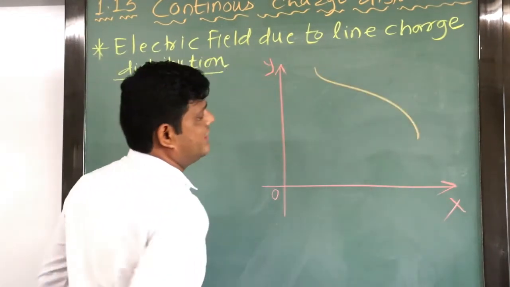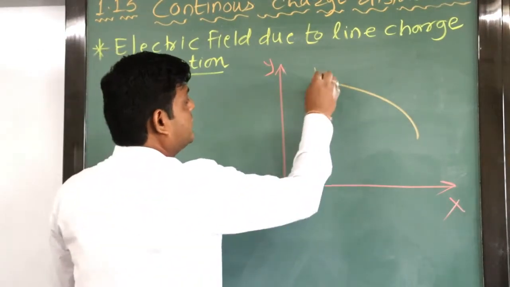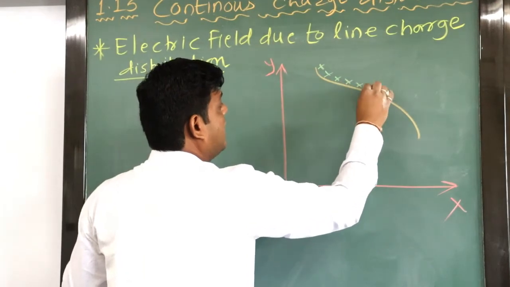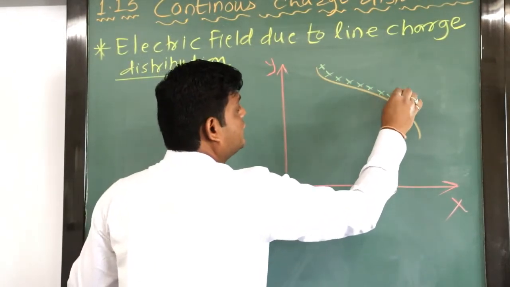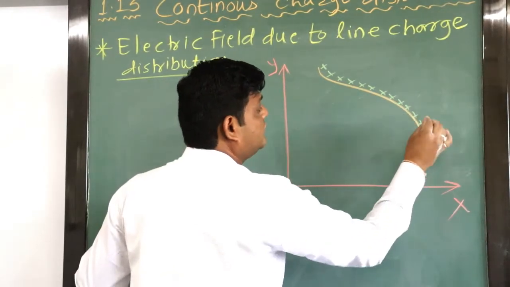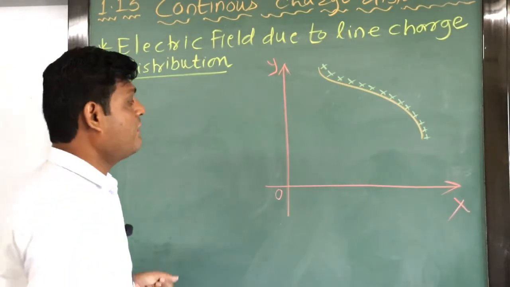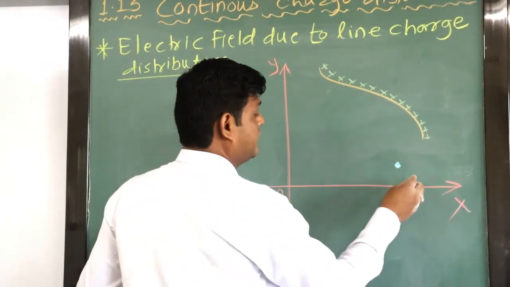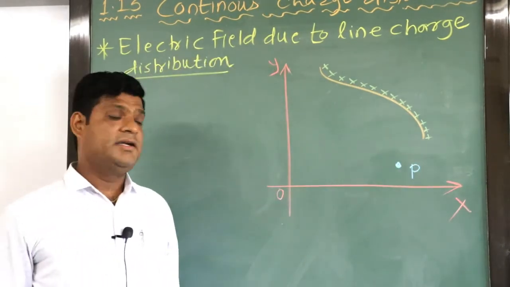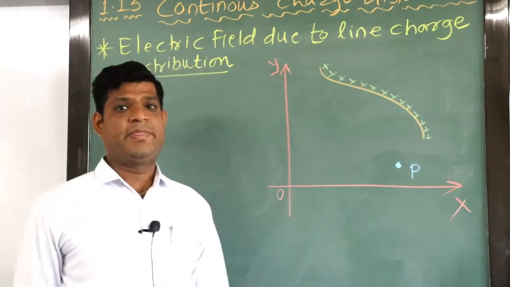See, this is a line, right? And on that line, we have a uniform distribution of charges. Suppose the positive charges are uniformly distributed along the line. And due to this whole line, we are going to find the electric field, suppose at point P. So our target is to find the electric field at point P due to the whole line.